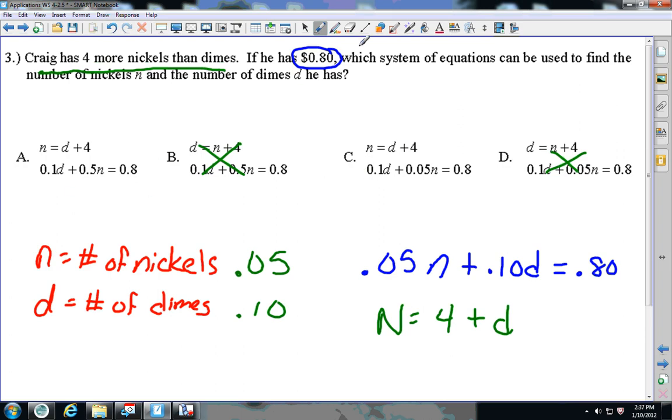Now look at these two answer choices. What is the difference between these two? Well, the difference is right here, this says 0.05 for the nickels, and this one says 0.5. 0.5 means 50 cents. Okay, so this is not the right answer. Be very careful that you choose the correct one. They're going to try and trick you.